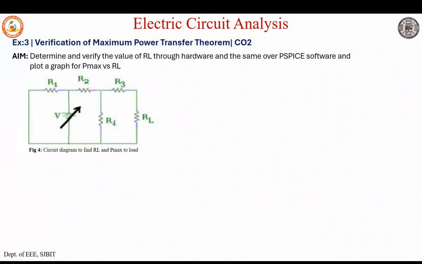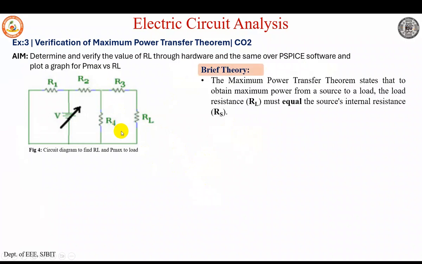So here is to determine the value of RL, and also we will verify the same over hardware as well as over software, and plot the graph for Pmax versus RL. So, basic theory: the maximum power transfer theorem states that to obtain maximum power from a source to the load, maximum power is delivered to the load only when RL is equal to RTH, that is the internal resistance of the entire circuit as seen from the load side.